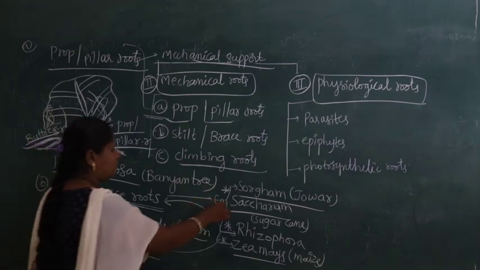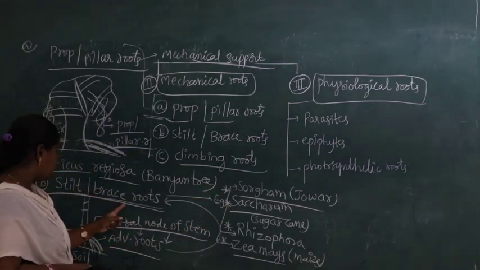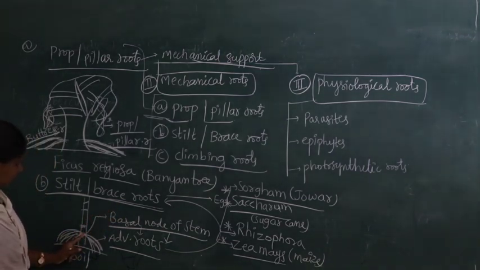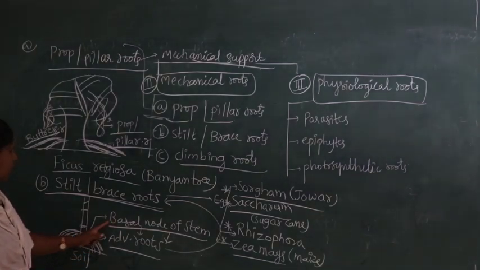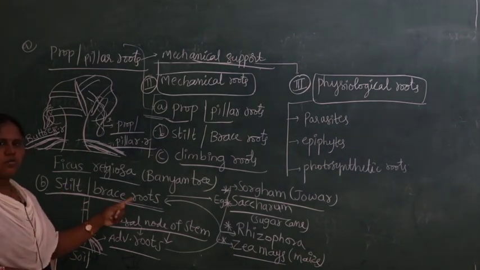Okay, so these all are nothing but examples, very important examples. What are stilt or brace roots here? They develop from the base of the node. From the base of the node you can see a bunch of roots arises here. This bunch of roots which arises from the basal node of the stem, they are called stilt roots or brace roots. So what are the examples?